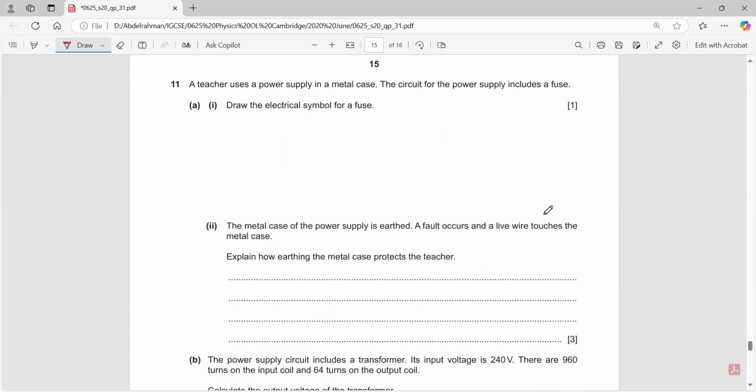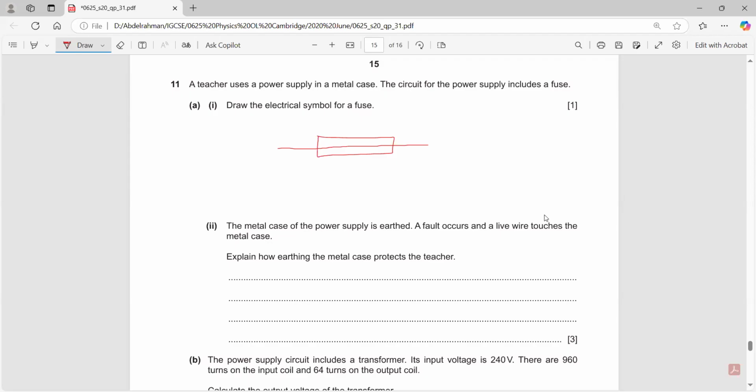A teacher uses a power supply in a metal case. The circuit for the power supply includes a fuse. Can I draw the fuse? Yes, I can draw the fuse. It's like a resistor, but the wire is passing through the fuse.